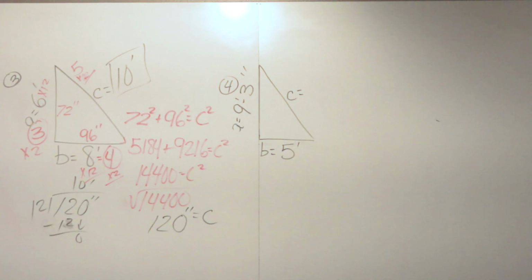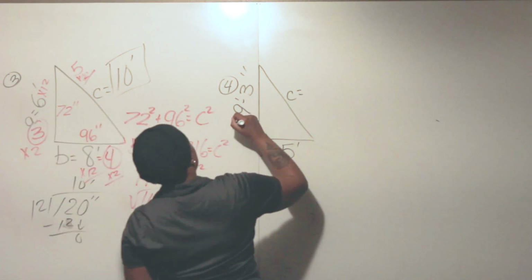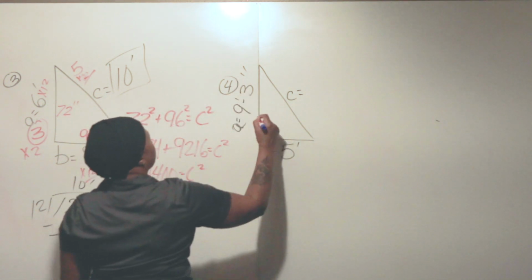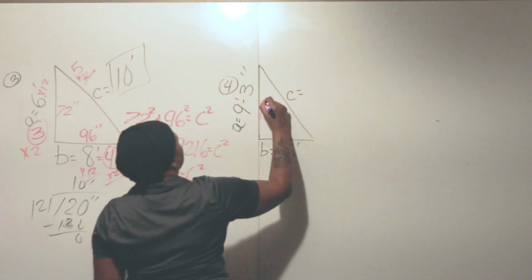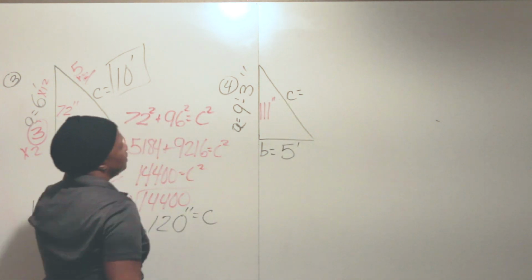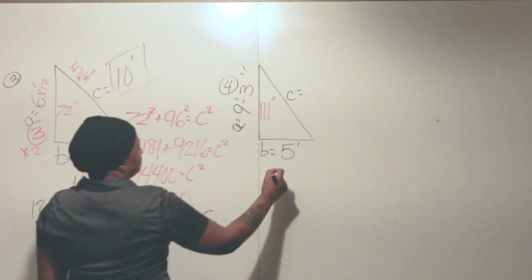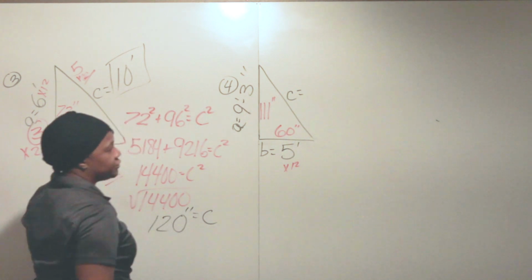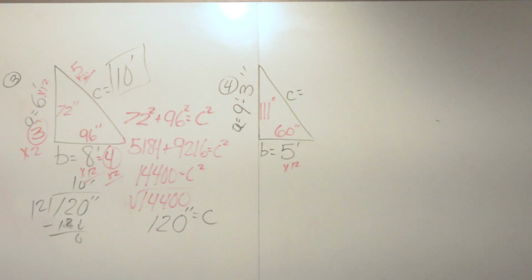All right, so let's look at the next one. Number 4, we got A equals 9 feet 3 inches. First thing I need to do is convert feet to inches. So 9 times 12 is 108. Plus 3 is 111. We got 111 right there. And then 5 times 12 is 60 inches there.